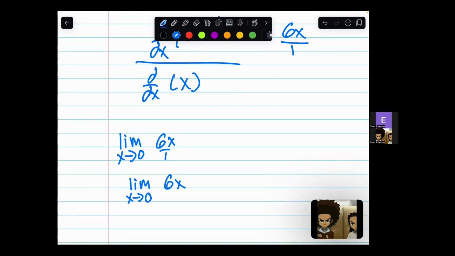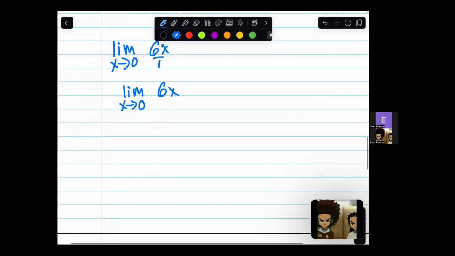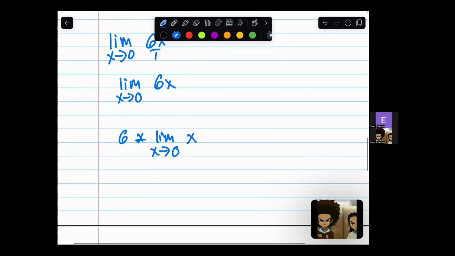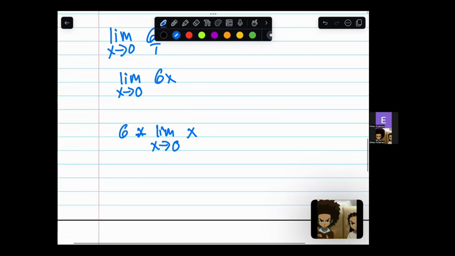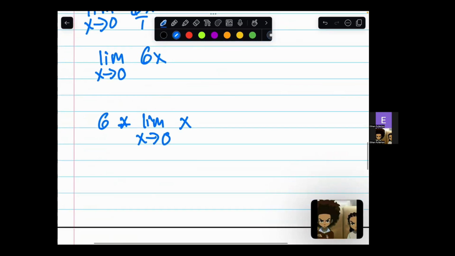And then from here, we're going to want to transform the expression. So we're going to have 6 times 0x. We're going to substitute the x for a 0. So we're just going to have 6 times 0, which is 0. And then we have our solution right here.